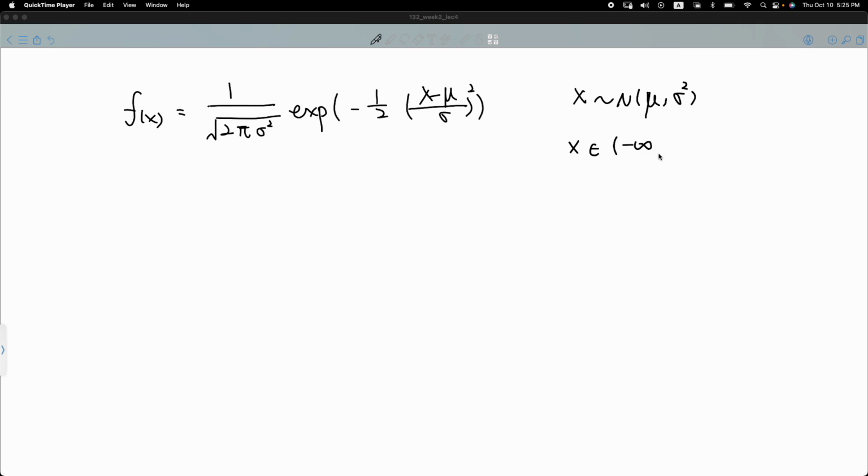And today we are going to continue our discussion on things related to the normal distribution. We write x follows a normal distribution, and x ranges from negative infinity to positive infinity, which is the support. For mu, it's just a real-valued scalar. For sigma squared, or sigma, it's also real-valued, but it has to be positive.